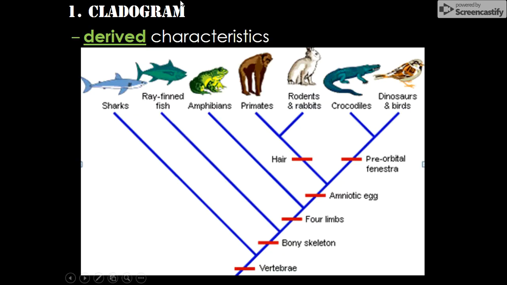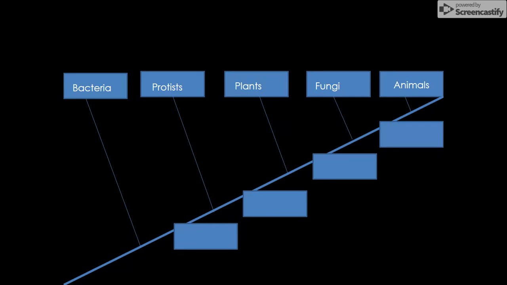We're looking at a cladogram. A cladogram has organisms that are separated by characteristics. For example, the difference between a shark and the rest of these organisms is that the rest of the organisms have bony skeletons and a shark does not. The difference between the ray-finned fish and a shark is that the other organisms have 4 limbs, so on and so forth. So we separate the organisms by characteristics.